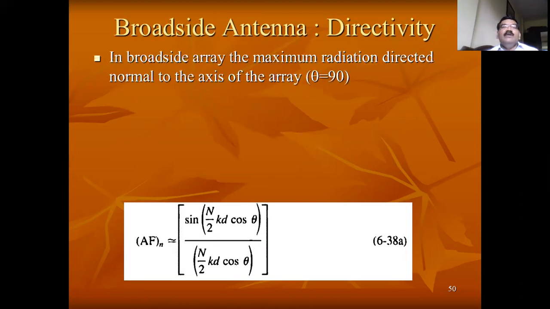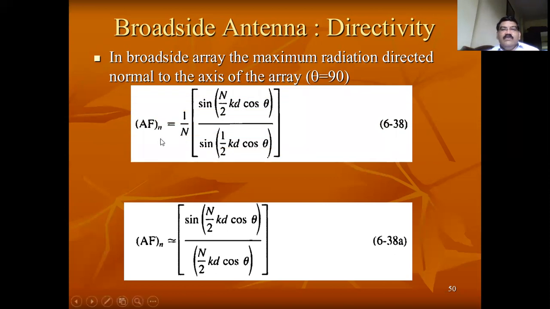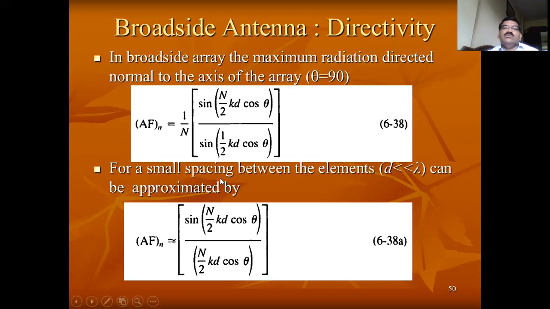So directivity in the broadside array: the maximum radiation is directed normal to the axis of the array, that is theta equals 90. Theta equals 90 means this is broadside. This is the z axis, and this is 90, that is, the horizontal. So this is the array factor, given by this formula. And for a small spacing between the elements, that is d very, very small compared to lambda, it can be approximated as this instead of 1 by n.